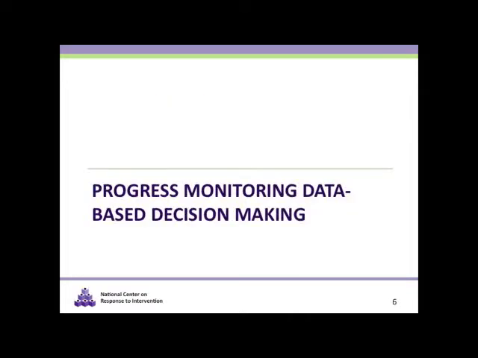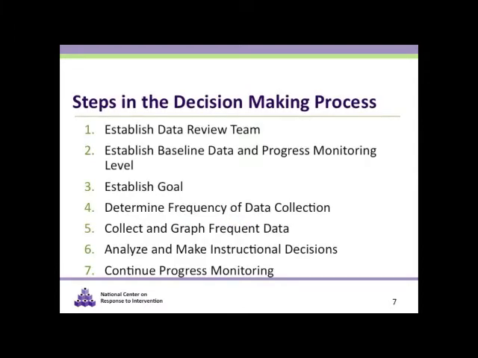In general, the decision-making process for progress monitoring follows several basic steps. The first is to establish a data review team. The second is to establish baseline data and progress monitoring level. The third is establishing a goal. Fourth, determine frequency of data collection. Fifth, collect and graph frequent data. Sixth, analyze the data and make instructional decisions. And seventh, continue progress monitoring. We will talk about each of these steps in more detail.